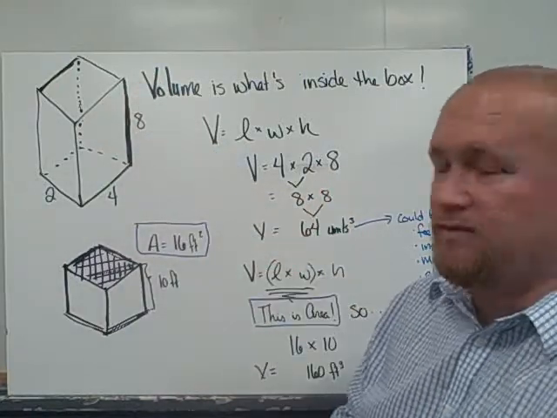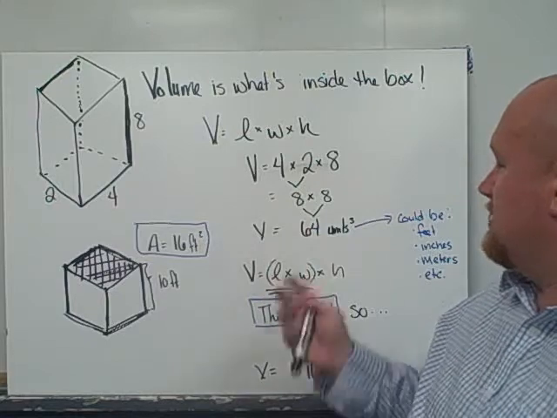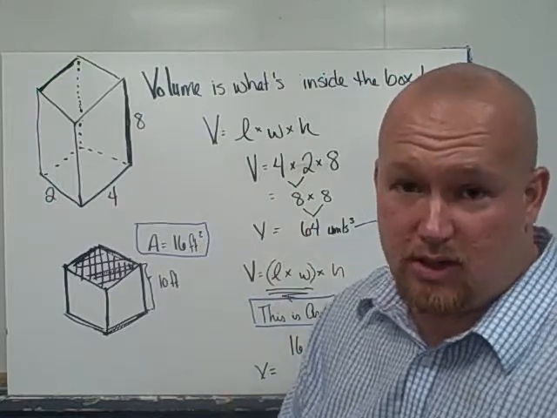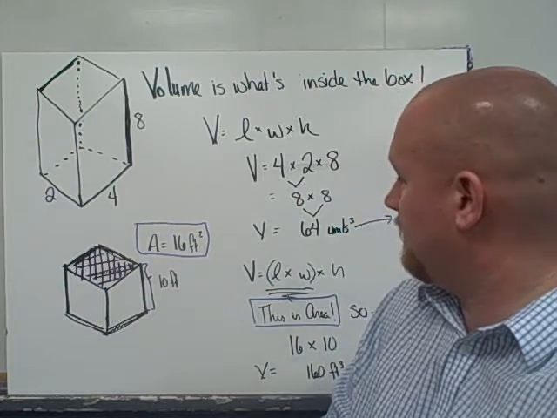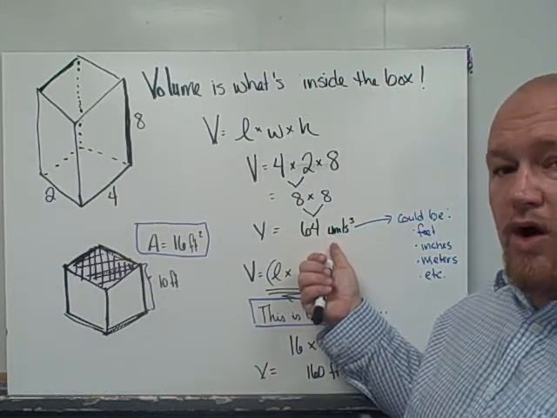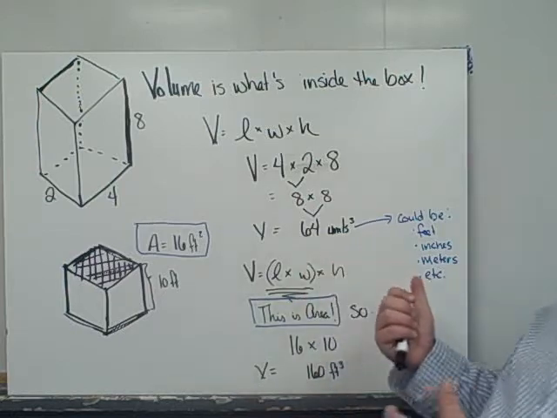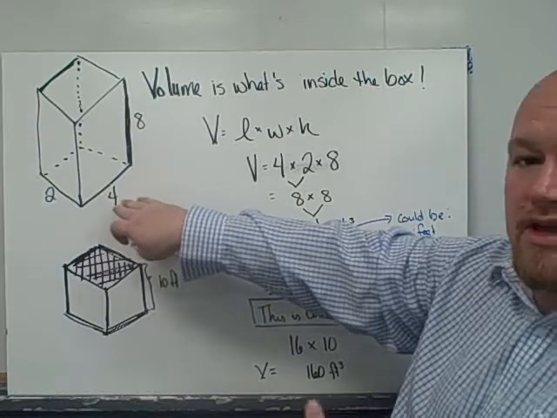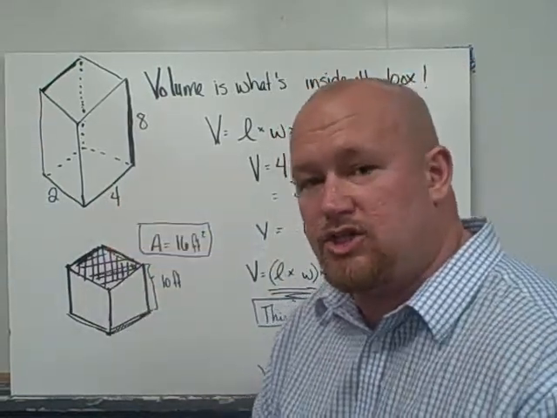Well, then we know that 4 times 2 is 8. We multiply 8 times 8, we get 64. Could you do 2 times 8 is 16? Sure, because multiplication is commutative. And we express that in units cubed. Now, our units could be feet, it could be inches, it could be meters, whatever they put here. And if we put nothing there, then we know that it's just units cubed.